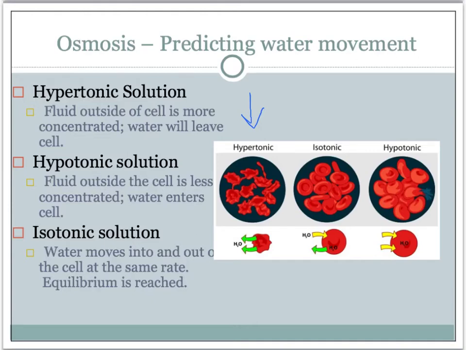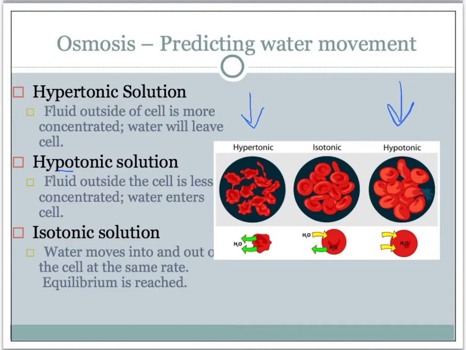Hypotonic, think the cell is going to explode. This happens if maybe a cell were taken from a typical human body and put into a glass of water. If the water is pure, then all the water is going to flood into the cell, and the cell will explode.